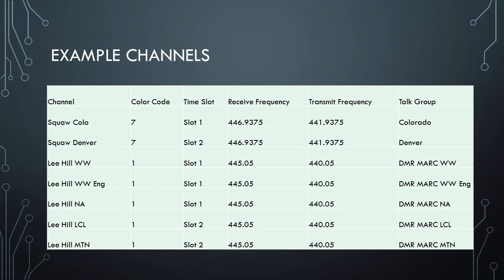What that means, though, is that on, for example, the DMR Mark repeater, if someone is talking on the DMR Mark Worldwide talk group, no one is going to be able to talk on the DMR Mark North America talk group on the same repeater at the same time. So you have 2 independent time slots that you can do conversations on, but you can only have 1 conversation per talk group. So that being said, that's all the slides we're going to have for this video. Let's get into the software.